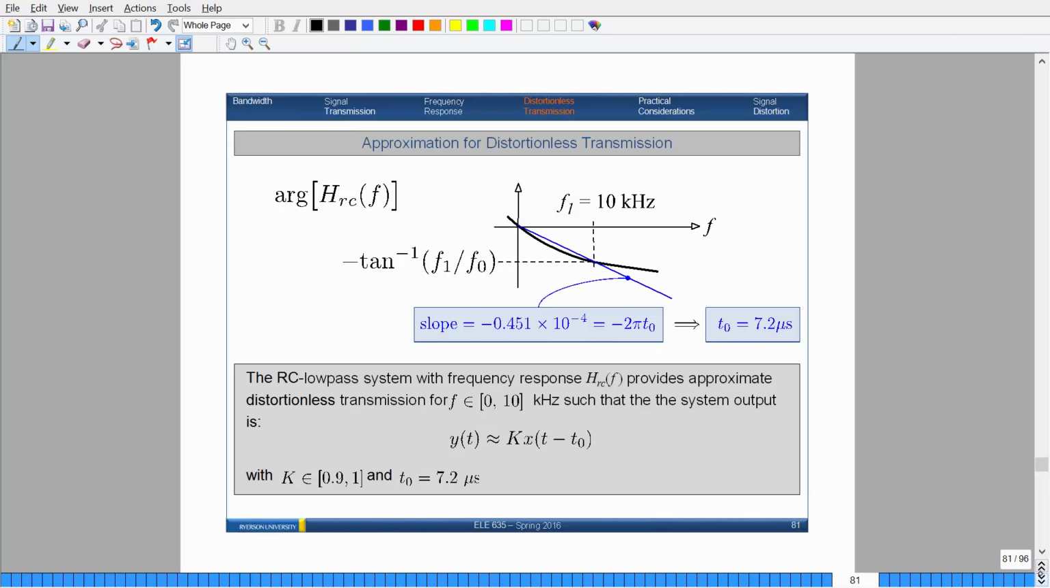I've got a couple more slides here, and then we'll take a break. But the RC low-pass system has a certain frequency response. If you want to approximate it in terms of distortionless transmission within 0 to 10 kilohertz, you have to make it such that the time delay is 7.2 microseconds. And you want to make sure that this fluctuates between 0.9 and 1, so it doesn't drop lower than 0.9. So your time delay is 7.2 microseconds, and this will have to vary between 0.9 and 1 if you want to make sure that it approximates distortionless transmission.